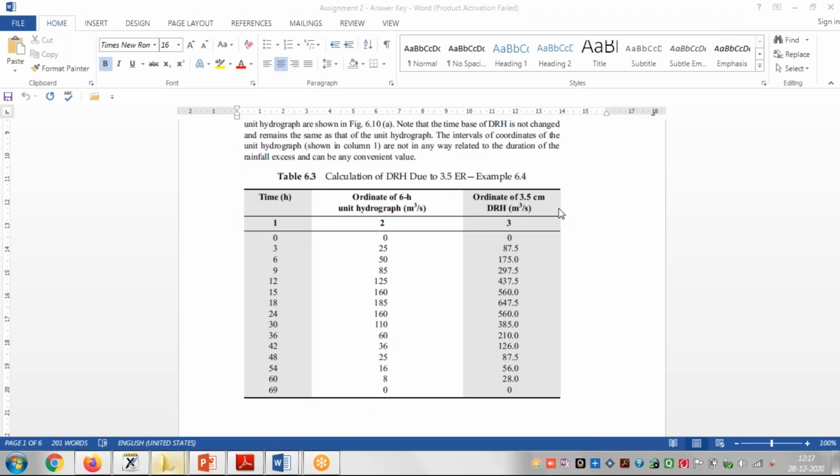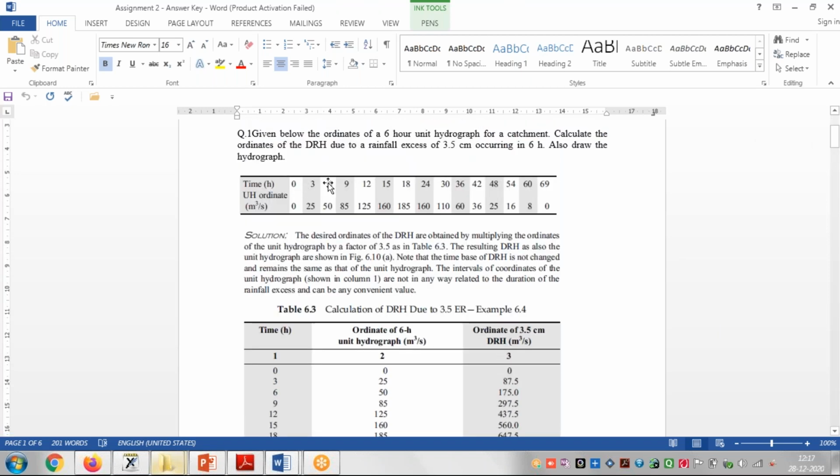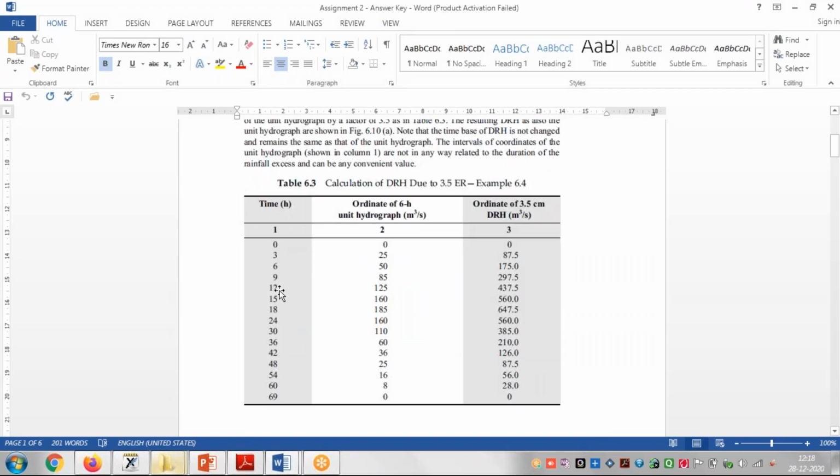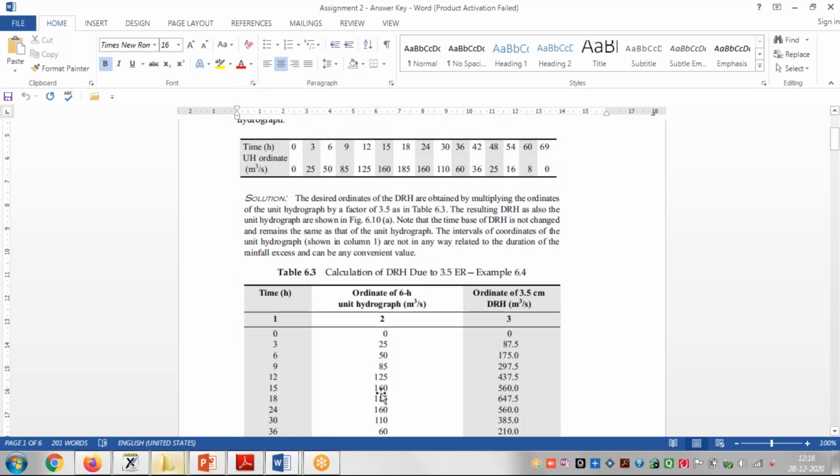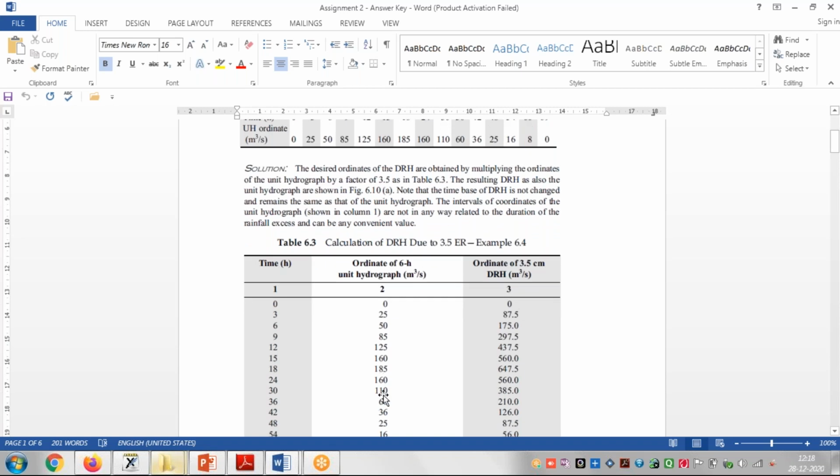First of all, what we will do, we will draw a graph like this. These ordinates mean 0, 3, 6, 9 hours, right? Now the same thing I will take here, like 0, 3, 6, 9, 12, 15, 18, 24, likewise. Now the ordinates given are 0, 25, 50, 85, 125, 160, 185, likewise.